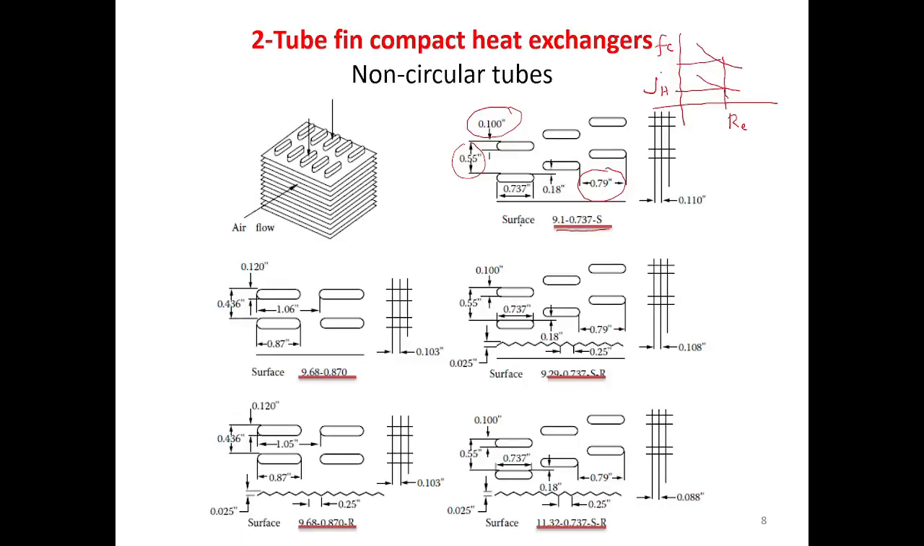All these surfaces that you have in the book of Kays and London, each one has certain geometrical values, and also for each surface they have this figure that gives you the two important factors, which are j_H and f.